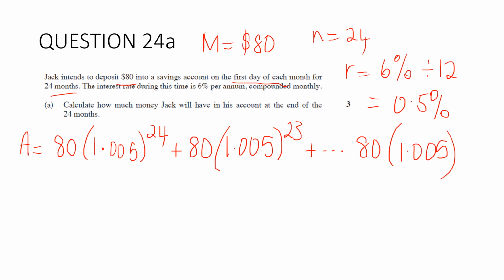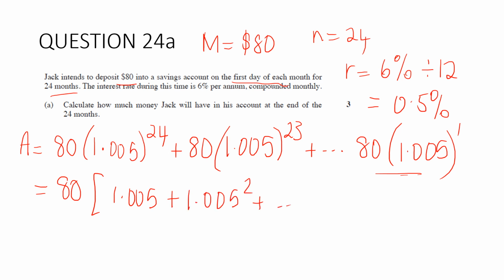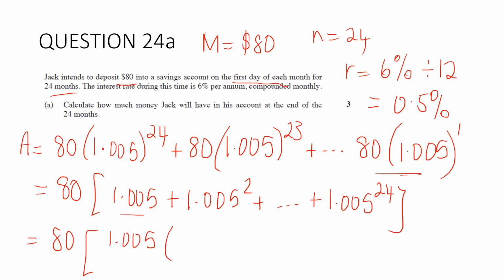Now I'm going to turn this around, and I shall factorise that 80 out. I'm starting with this last term. So 1.005 plus 1.005 squared plus dot dot dot plus 1.005 to the power of 24. And summing that series, we get 80. We've got a, the first term, is 1.005. r is 1.005. n is 24. Take 1, all over 1.005 take away 1.